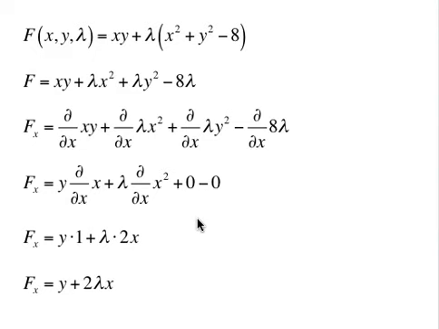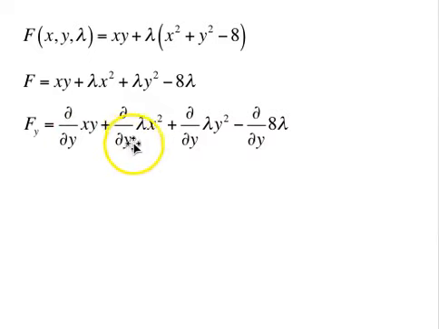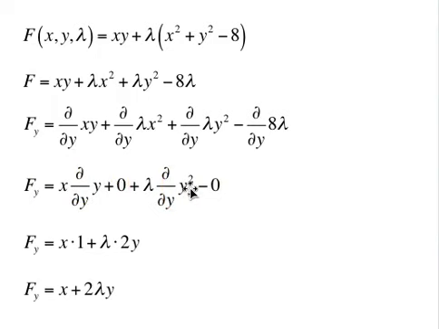We do the same thing for the partial of f with respect to y. Partial of y, partial of y. Pull the x out, this will be 0. Pull the lambda out, this will be 0. So this is 1, so x times 1, lambda times 2y. So we get f sub y is x plus 2 lambda y.